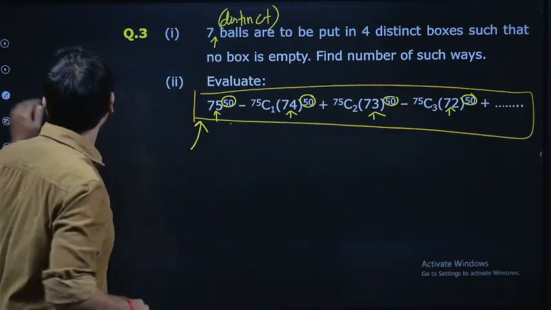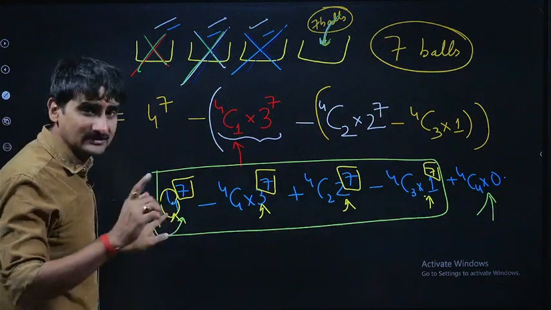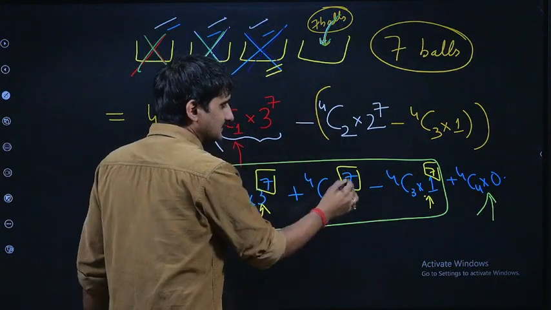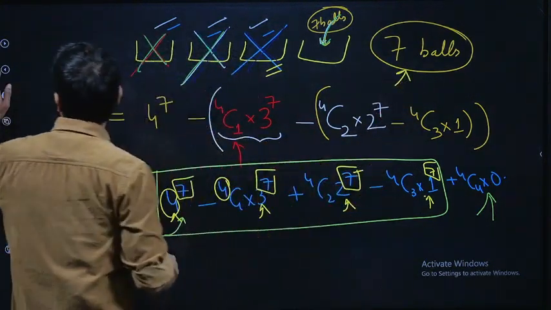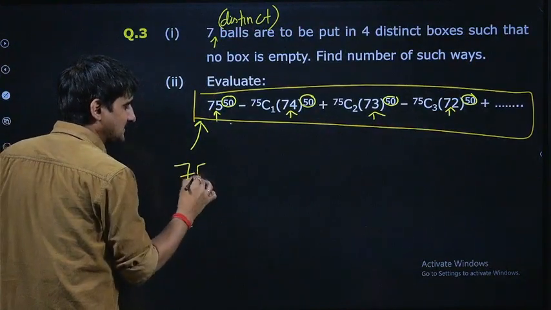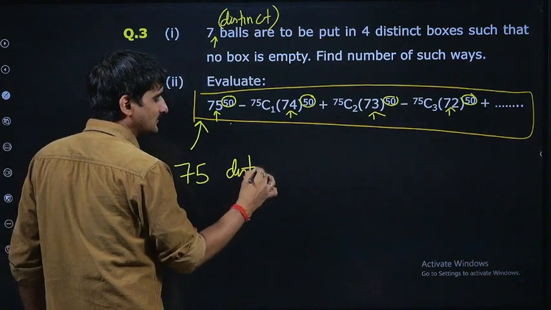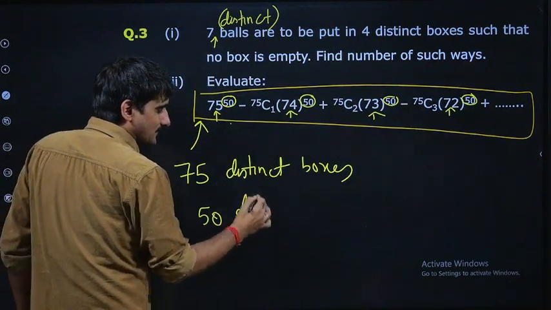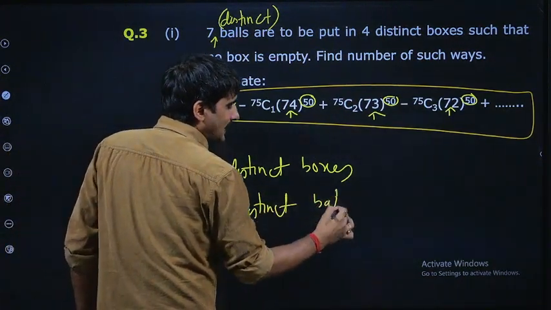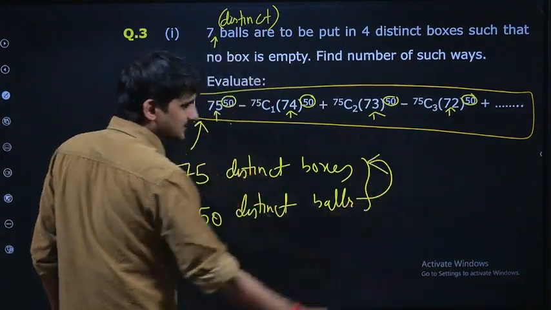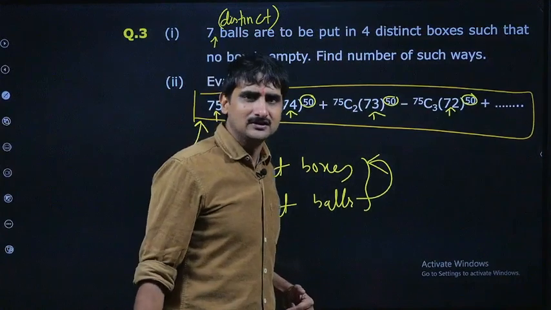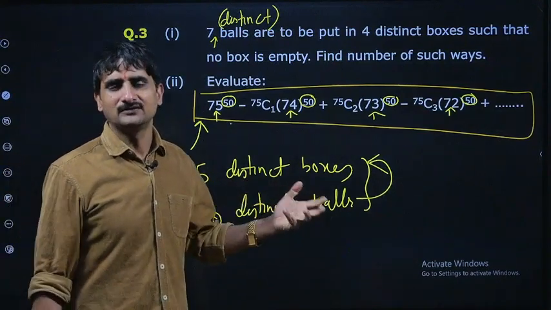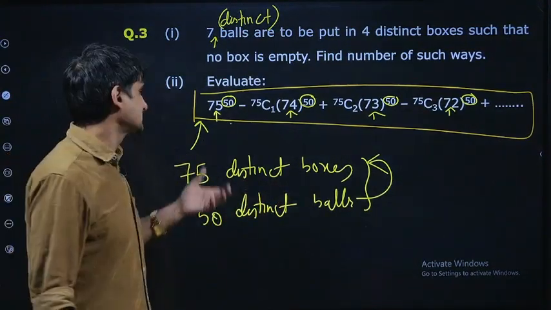Okay, now if you compare it, here you had the base or the superscript of NCR. Those were the number of boxes and the constant power was the number of balls. So if you compare it, that means I will say let there be 75 distinct boxes, bachcho, and 50 distinct balls. So, if I ask you in how many ways you can distribute balls in boxes such that no box is empty, what's the expression you will write? You will write, okay, first ball has 75 choices, second ball 75 choices. So, all possible choices are 75 raised to power 50.